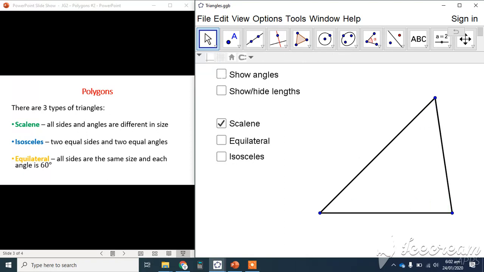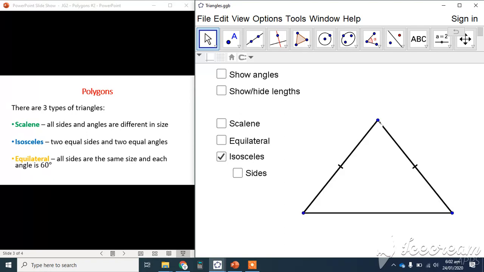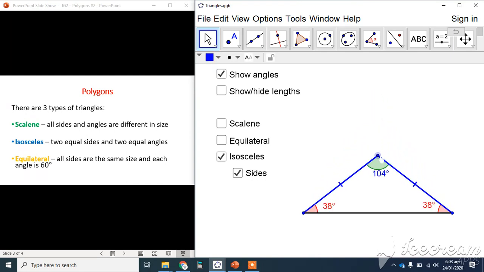So the second type of triangle is an isosceles. So let's get rid of that and bring up the isosceles. This is an isosceles triangle here. Now you can see I've got two dashes on these. These two sides are the same. So for an isosceles triangle, two sides are equal, and that means when I bring up the angles, two of the angles are equal as well. So two sides are the same and two angles are the same. Now that's an isosceles triangle. So basically you've got two sides the same, two angles the same, and this third angle is different and this third side's different.